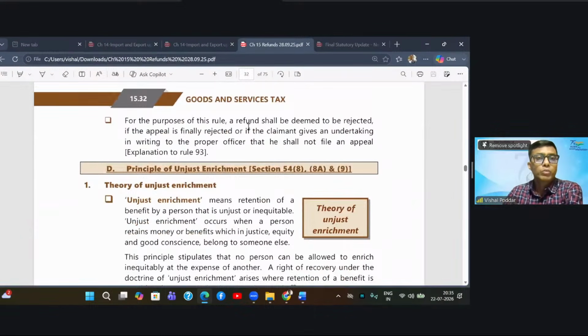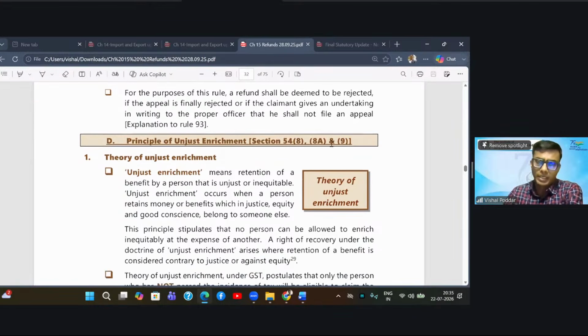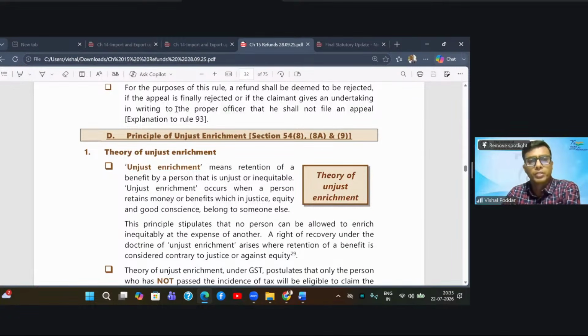For the purpose of this rule, the refund shall be deemed to be rejected if the appeal is finally rejected or the claimant gives an undertaking in writing to the proper officer that he will not file an appeal. Now, students, we come to a very important principle, which is the principle of unjust enrichment.